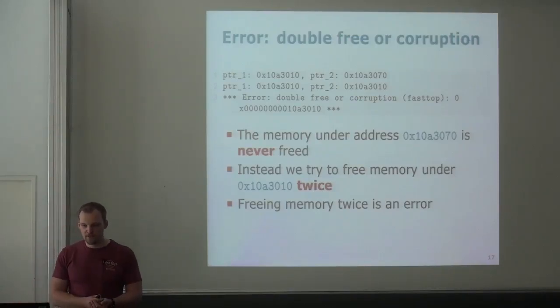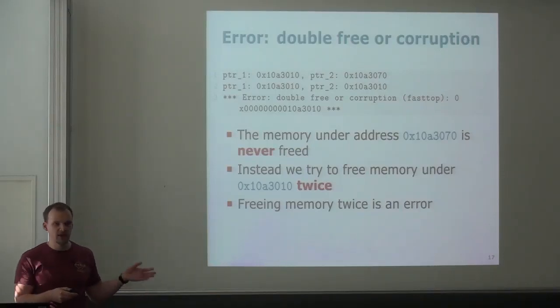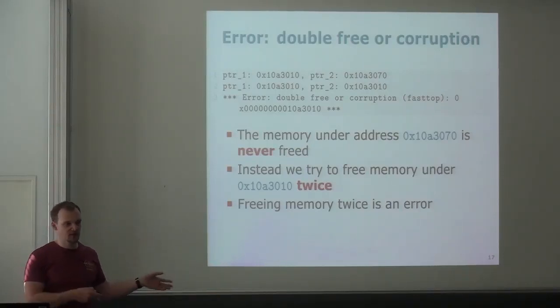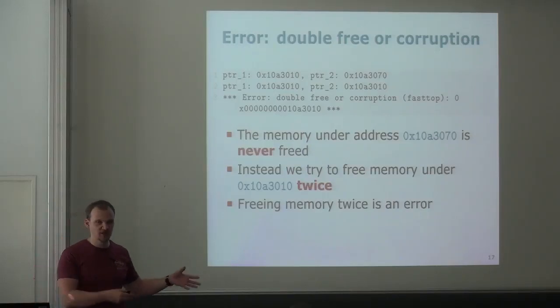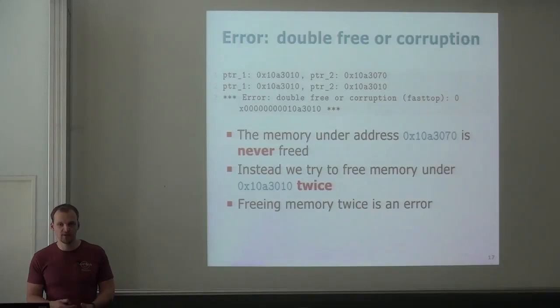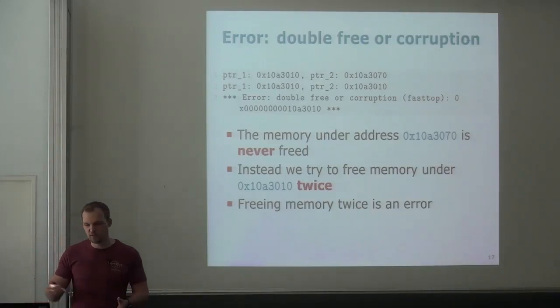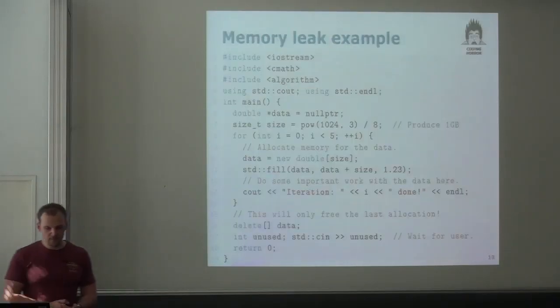Okay? And at this time, the memory under the second pointer initially is never ever freed. I mean, our program has already crashed, so we don't care about that. But it was never freed, and if we used it, it would be leaked. Right.